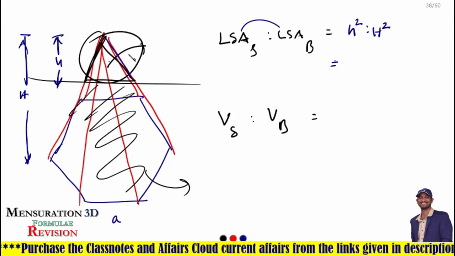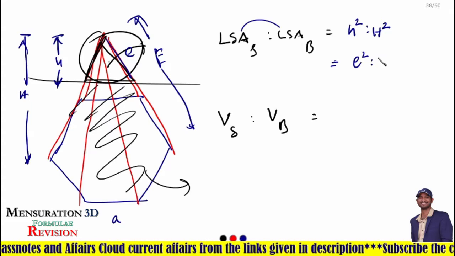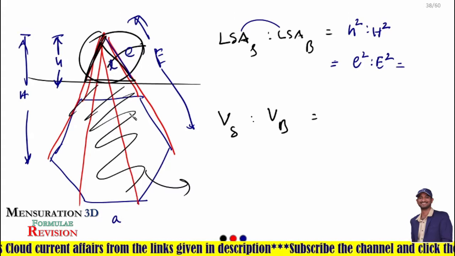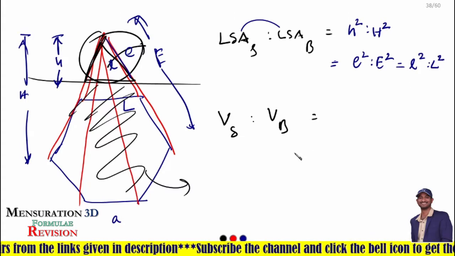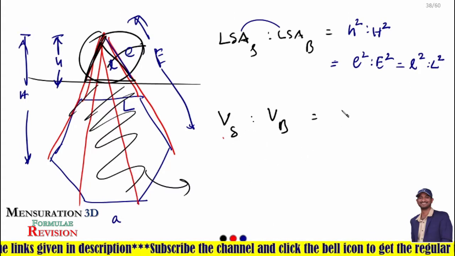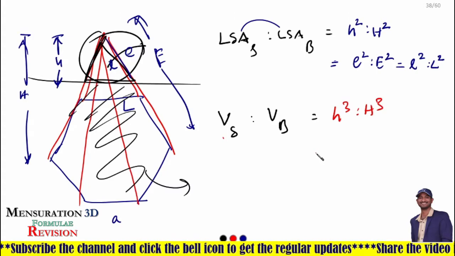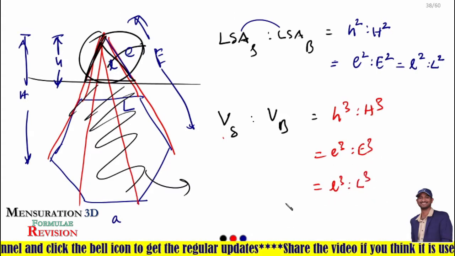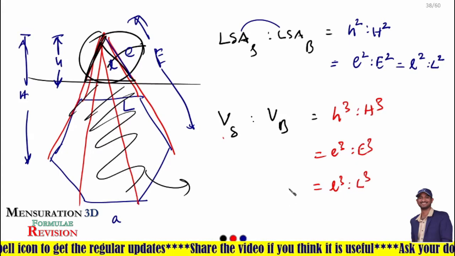If edge lengths are small e and capital E, then the ratio is E square by E square, same ratio. If the slant heights are small l and capital L is the slant height of the bigger pyramid, then it is L square by capital L square. While coming to volumes, they are in the ratio of cubes of these heights or slant edges, that is h cube is to h cube, E cube is to E cube, and L cube is to L cube. It is about smaller to bigger pyramid, not smaller to frustum.